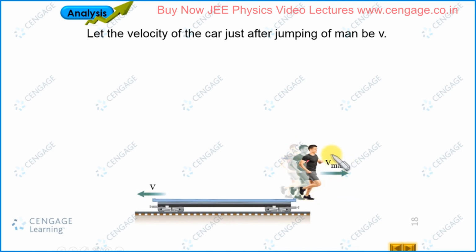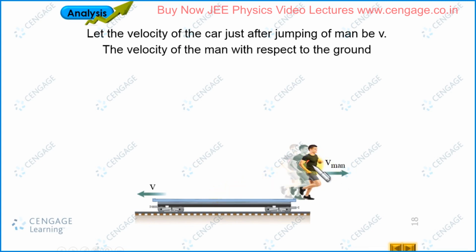Now we need to calculate the velocity of the man with respect to ground, because in the conservation of linear momentum principle, we should have the velocity with respect to ground. So now we can write the velocity of the man with respect to ground. This is equal to the velocity of the man with respect to car plus the velocity of the car, right? Let us assume the rightward direction is the positive direction, and this velocity of the man with respect to car is in the rightward direction, and has magnitude u. So this is equal to u, and the velocity of the car is in the leftward direction. So the velocity of the man should be equal to u minus v.